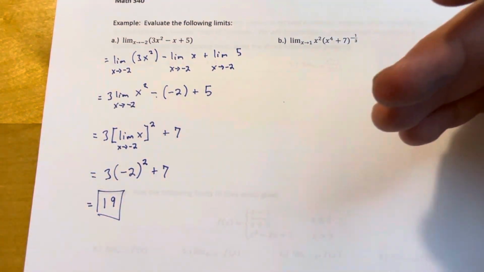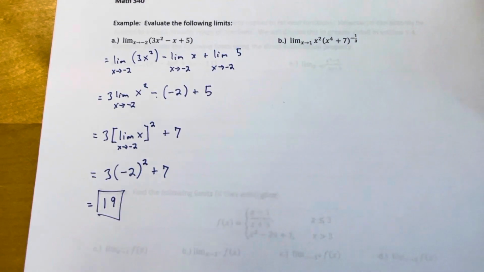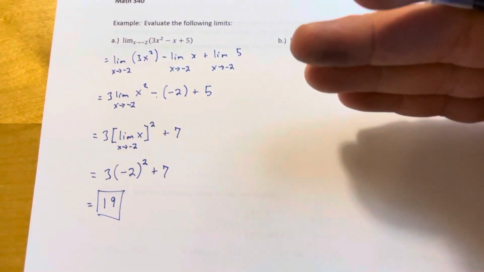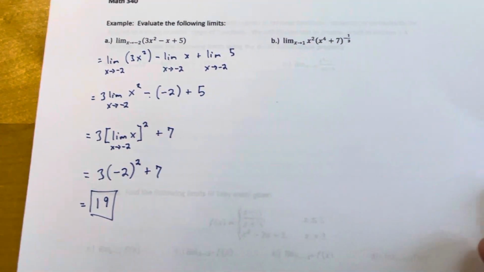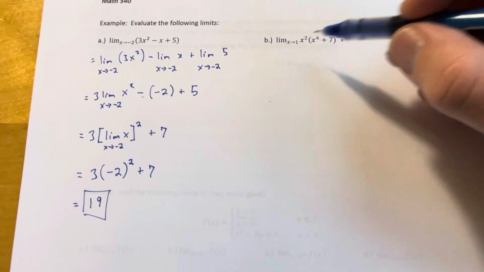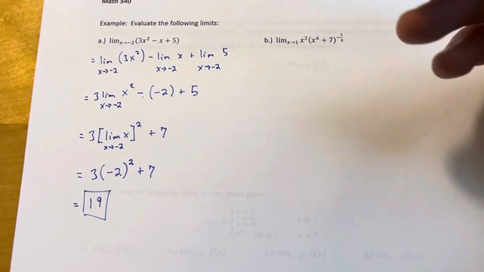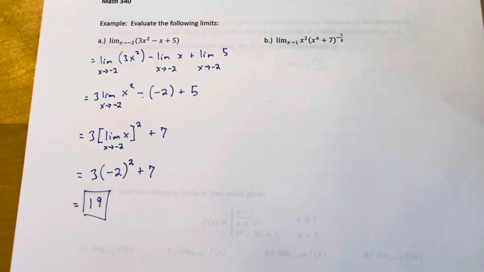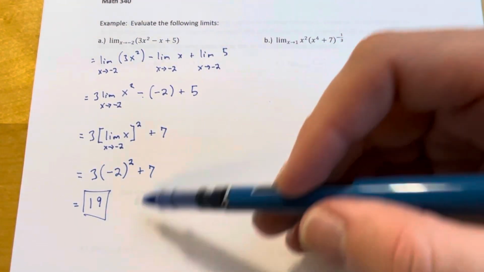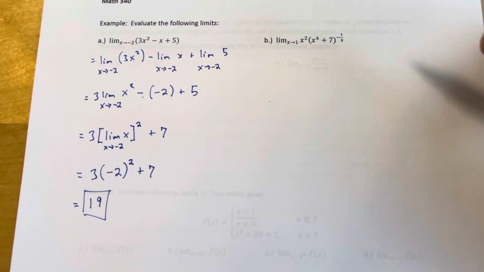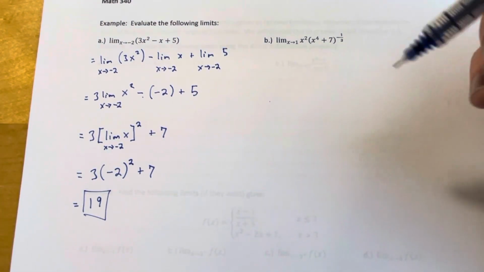Notice we're still using the same properties. We just don't need to refer to a graph because we can work with this algebraically. That's kind of what the name of this section is implying. Let's do one more of these, and then we're going to start looking at a faster approach to evaluating these limits without having to write all of these steps. We'll actually start looking at that in the next video.